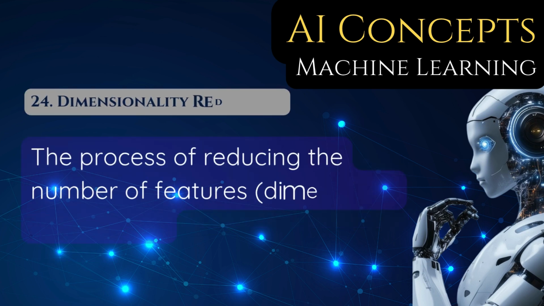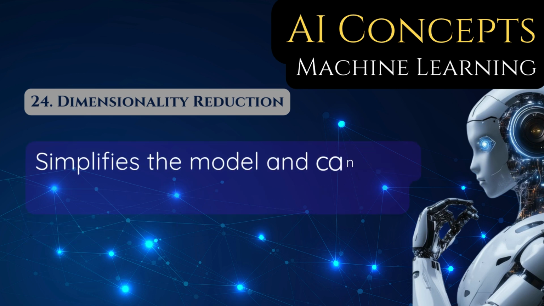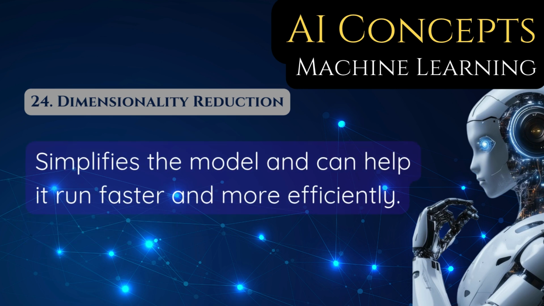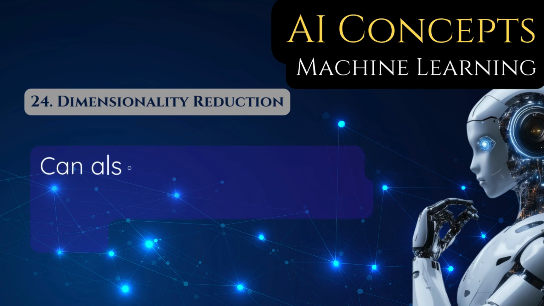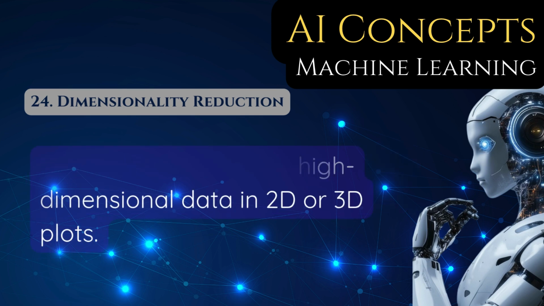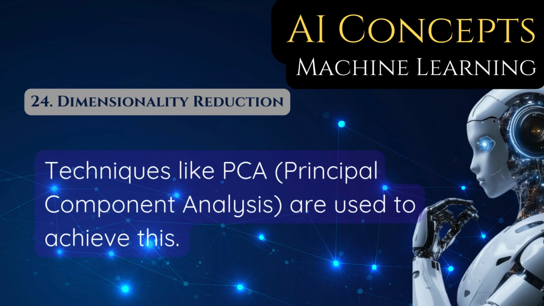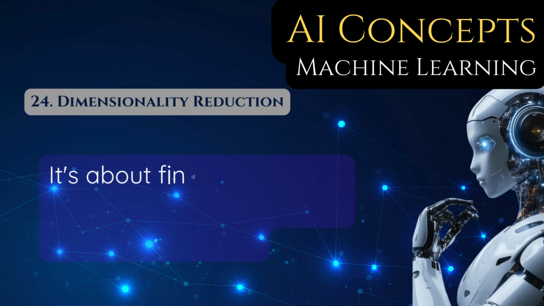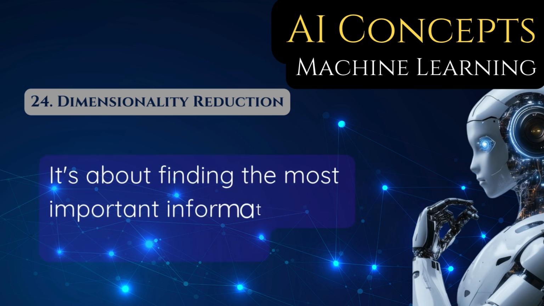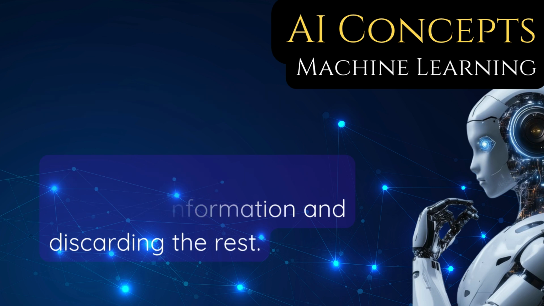24. Dimensionality reduction: the process of reducing the number of features, or dimensions, in a dataset. It simplifies the model and can help it run faster and more efficiently. It can also help visualize high-dimensional data in 2D or 3D plots. Techniques like PCA, principal component analysis, are used to achieve this. It's about finding the most important information and discarding the rest.